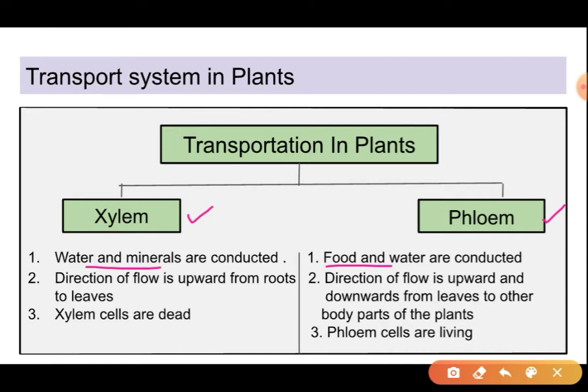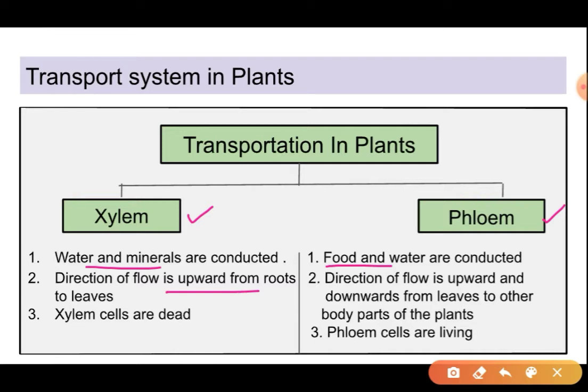In xylem vessels, the water is transported only in the upward direction, from roots to other body parts. Roots are below the soil, at the lower surface, and from that lower part the water is fetched up. So it moves only in one direction, from downwards to upwards. But in phloem the food is transported in both directions, upward and downwards.